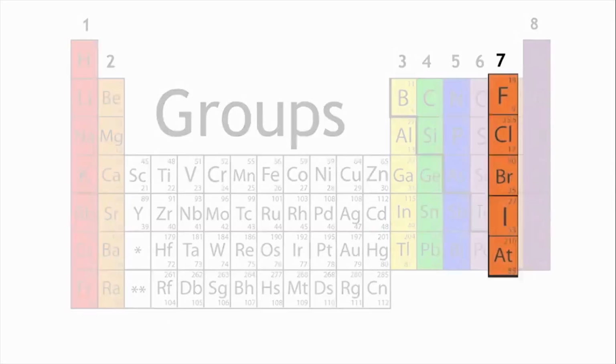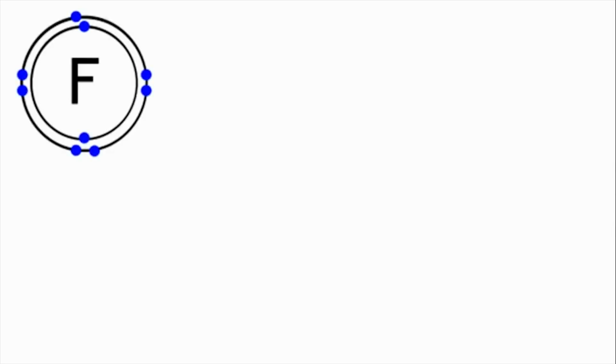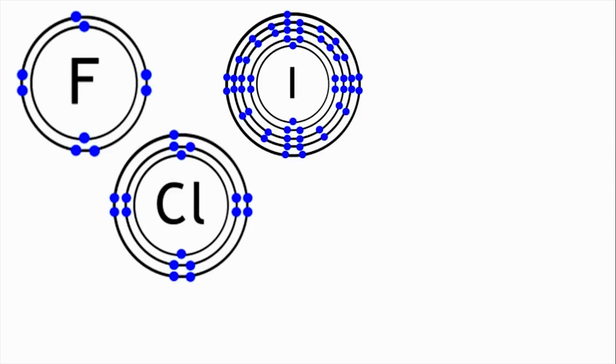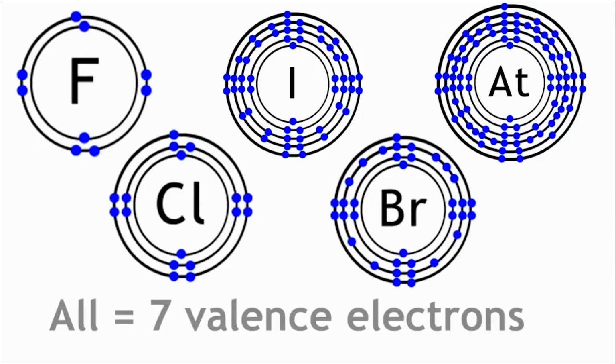For example, let's look at group 7. Fluorine, chlorine, bromine, iodine, and astatine. They all have 7 electrons in their outermost shell and all exhibit similar chemical characteristics.